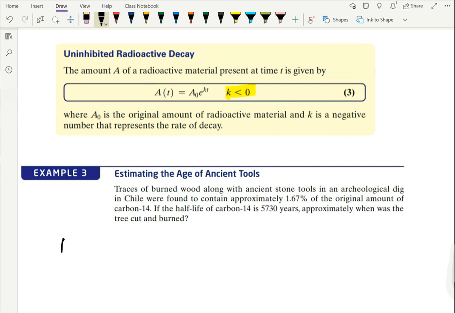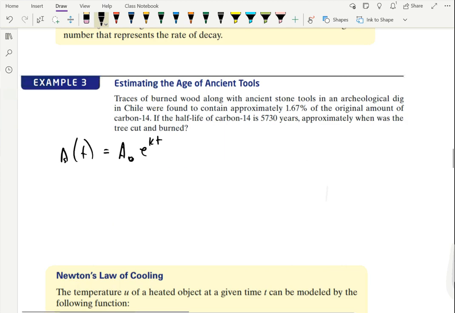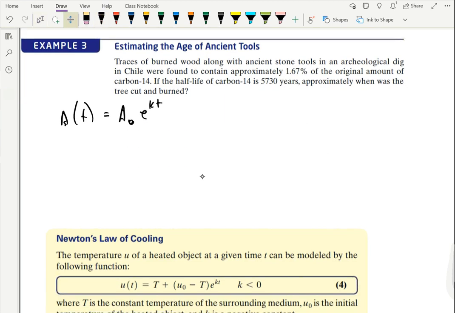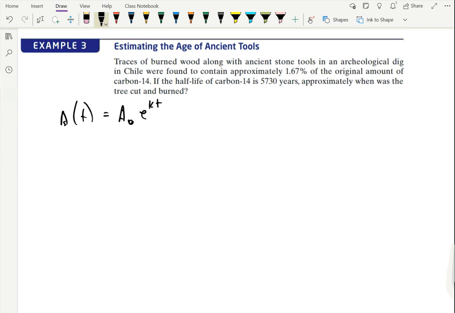So let's go ahead and just write our formula down. So we know it's going to be something of this sort. A of t is A sub 0 e to the kt. Let me move this, give it some more space here. So what else do we know? We know from this last statement the half-life is 5,730 years.